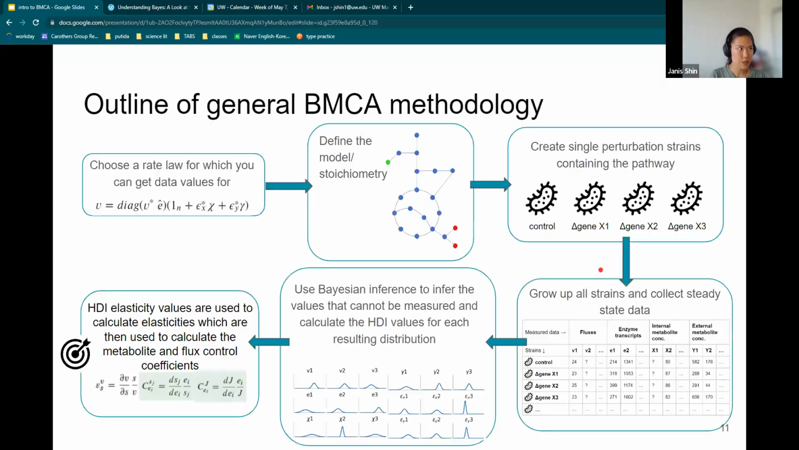So here's an outline of the whole methodology. At the beginning, you can see that we're going to choose a rate law, the LinLog rate law, for which we have to collect values. But I kind of want to start at the very end of this as I go through this.